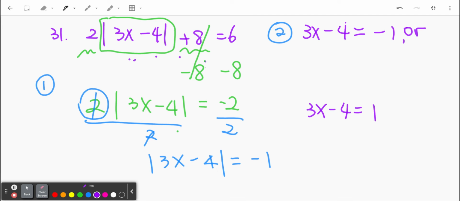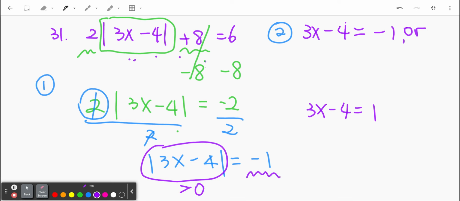Oh, sorry, my bad. This question actually has no solution. You know why? Because remember, we have an absolute sign. What does the absolute sign mean once more? It means it's always positive. The absolute sign makes everything become positive. So this should always be positive, larger than 0.